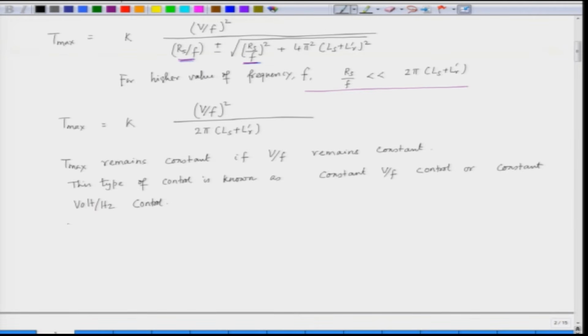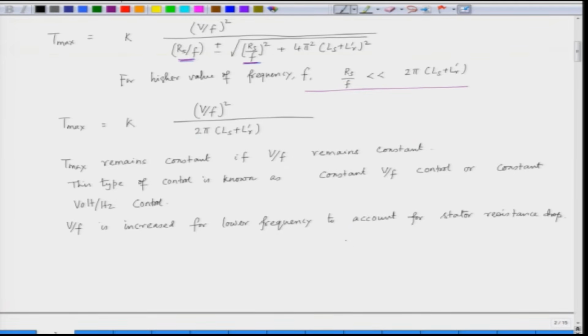So, V by f is increased for lower frequency to account for stator resistance drop.